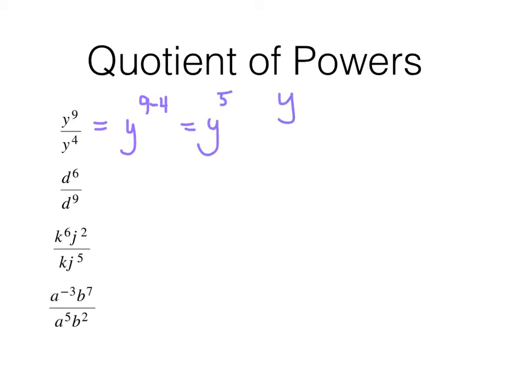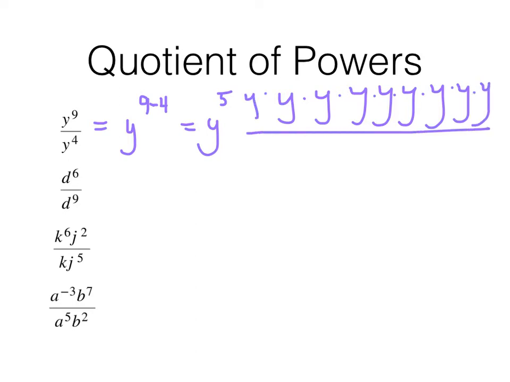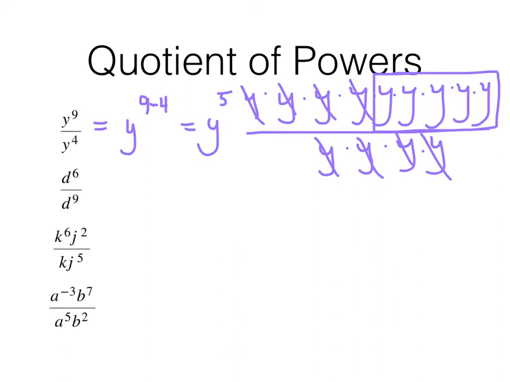Now real quick, because again it's not a bad one to write all the way out, let's think about what this means written out. 1, 2, 3, 4, 5, 6, 7, 8, 9 y's multiplied out over 4 y's multiplied out. Every duplicate cancels out, because top to bottom we can cancel the common factors. What's left? 5 y's in a product, or y to the 5th. So d to the 6th over d to the 9th, keep the d. 6 minus 9 is -3. d to the -3 is 1 over d to the +3.